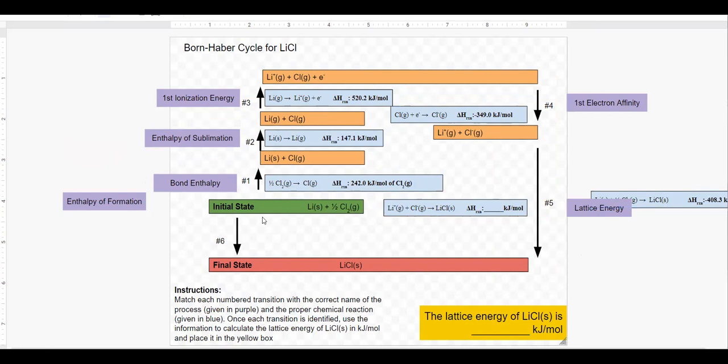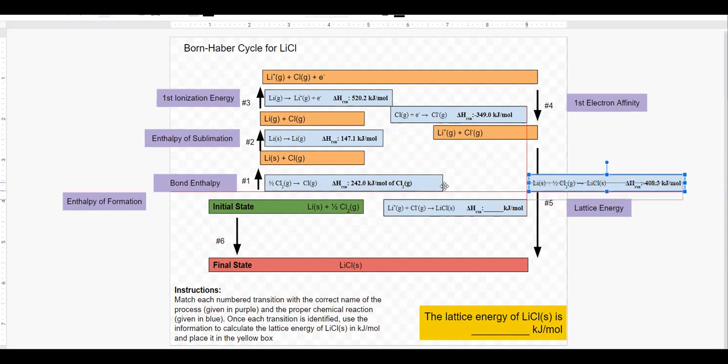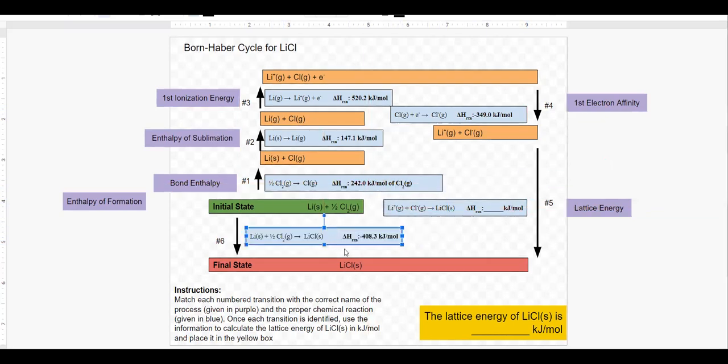Now we're just comparing that against step 6. And step 6 is our enthalpy of formation. It is us making 1 mole of that product, lithium chloride, as a solid, starting from its elemental states here.